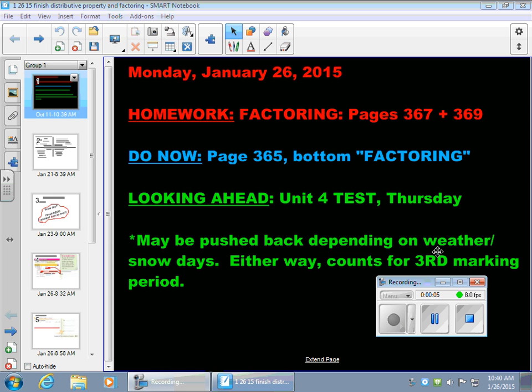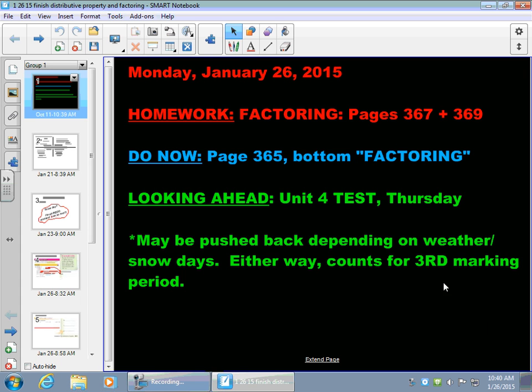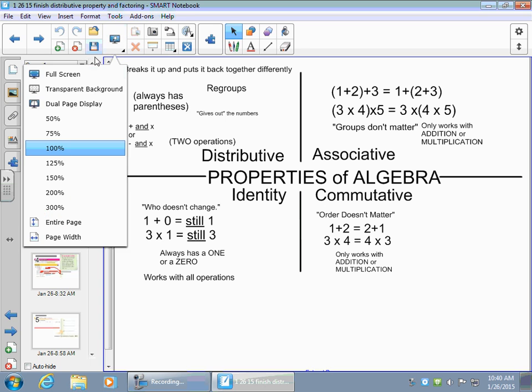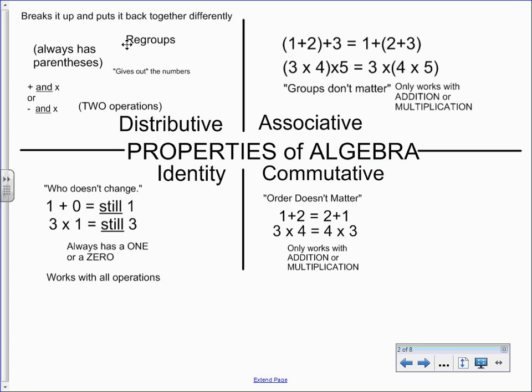Sorry I had to go home early. And who knows what's going to happen with the weather, but it looks like we'll probably be having a snow day or two, so the test that is scheduled for Thursday will likely be pushed back. We'll talk about it when we get back, but one thing that might help you is to finish your properties poster. Notice I threw some extra stuff in.